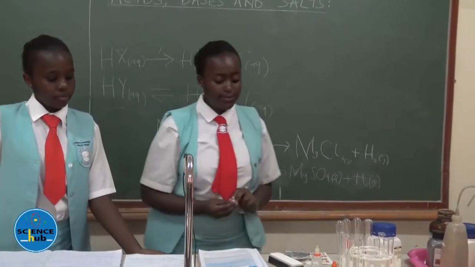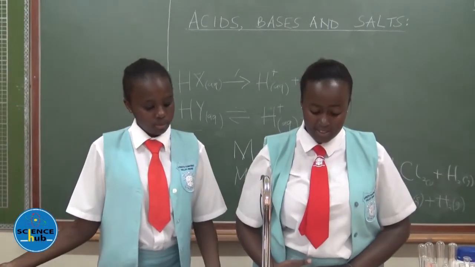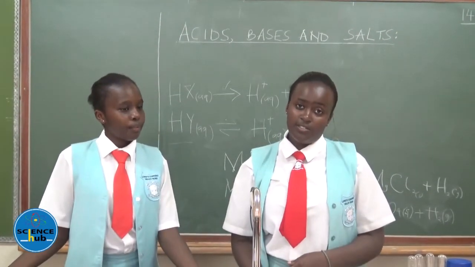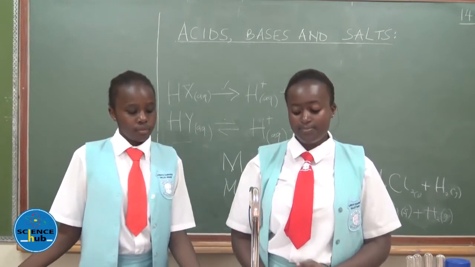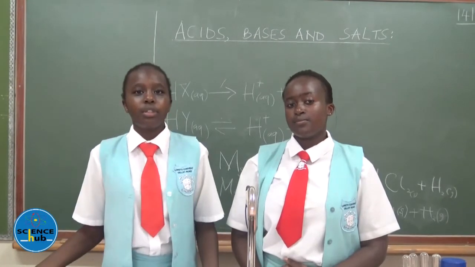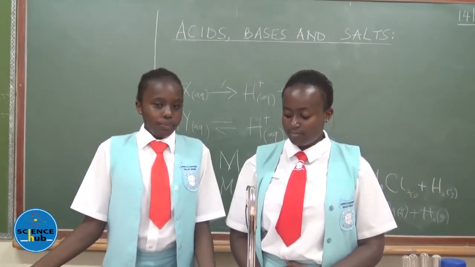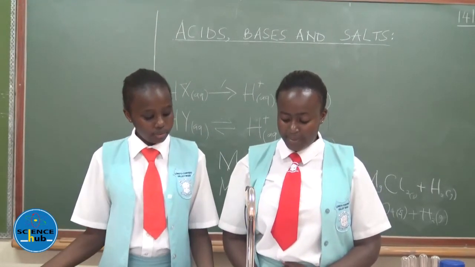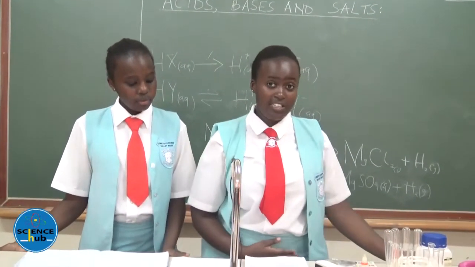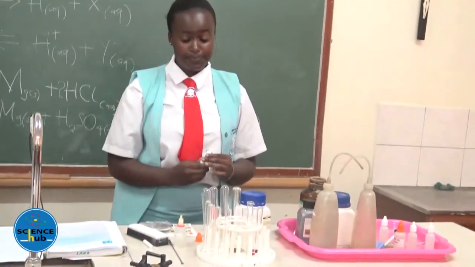So next, we are going to talk about a base. A base is a proton acceptor. When the acid loses the proton, the base accepts the proton. A base can also be defined as a substance that dissociates in water to give the hydroxide ions as the negatively charged ions. The major examples of bases that we learn in the laboratory are sodium hydroxide and ammonium.